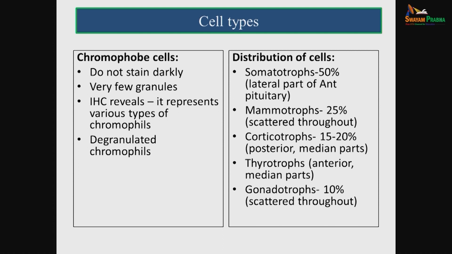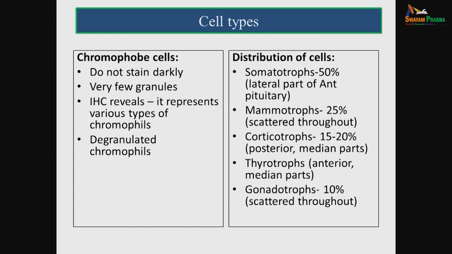The chromophobe cells do not stain darkly. There are very few granules inside them. Immunohistochemical study reveals they represent various types of chromophils, and they are considered as a degranulated part of chromophils.